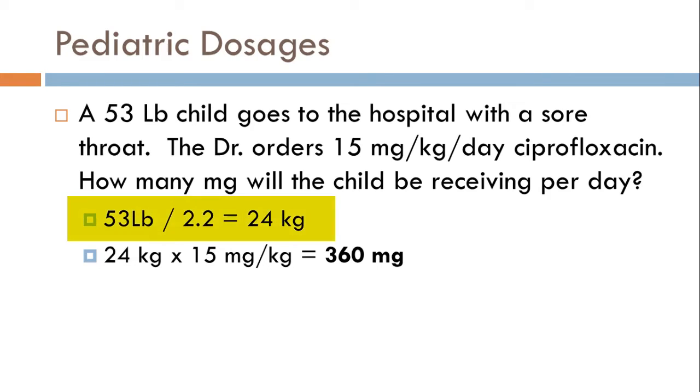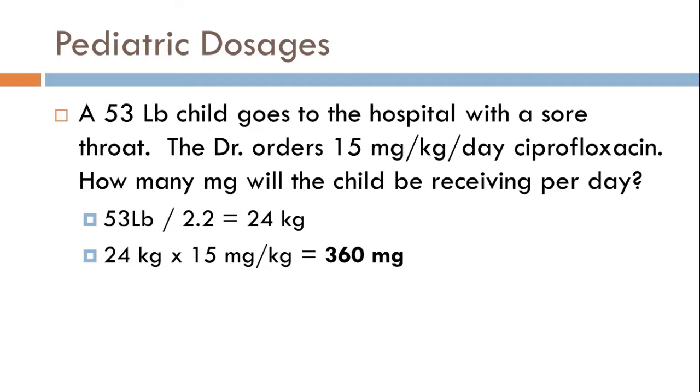Anytime you see pounds on the technician exam, almost certainly you're going to need to convert it to kilograms. So when you see pounds, when you see LBS, divide by 2.2 and at least know what the pounds is converted to kilograms. So 53 pounds divided by 2.2, that is 24 kilograms.